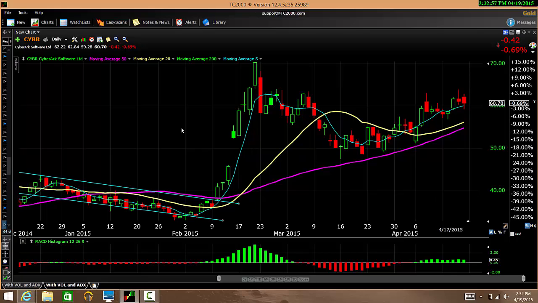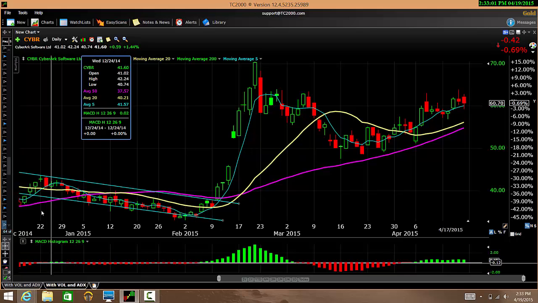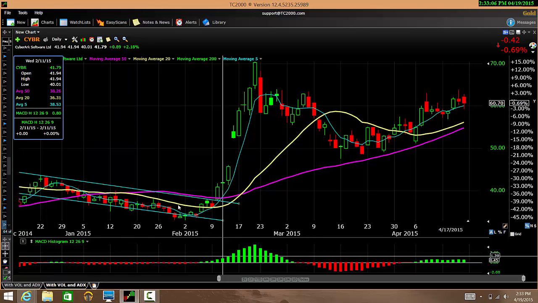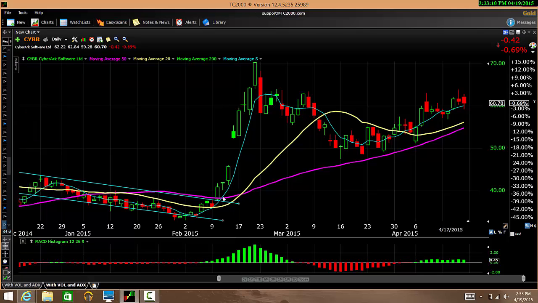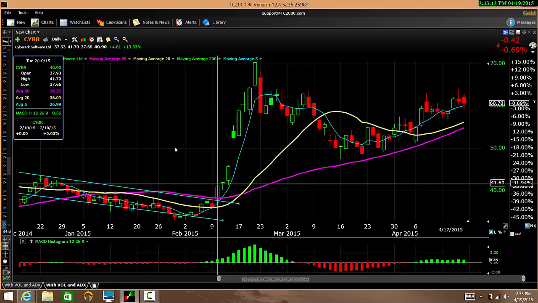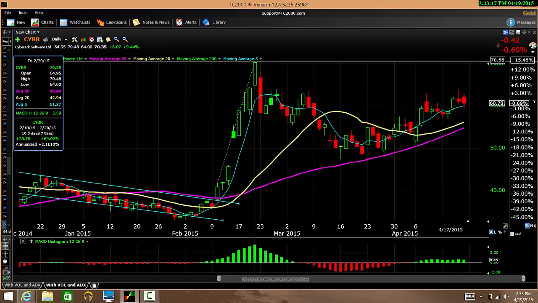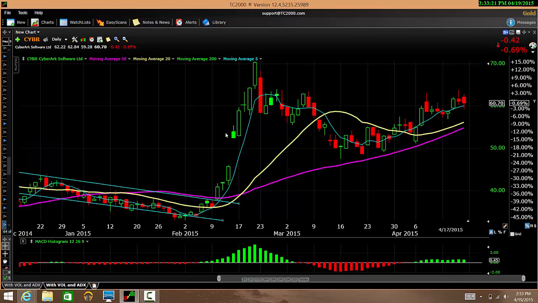And here's a daily chart of CYBR, and you get a little buy signal here, which I ignore, until about here, where the 5-day goes above these two lines. I'll place the trade here at 41.60 for a nice move to around 70.56.